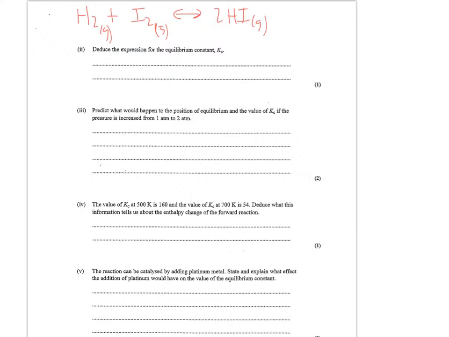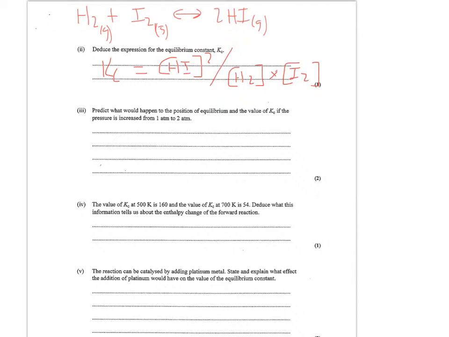I've rewritten the equation here that they gave you for the beginning of 11. And it says deduce this expression for the equilibrium constant Kc. So Kc for this equation would be equal to the concentration of HI squared divided by the product of the concentration of H2 times the concentration of I2. Pretty straightforward for 1 mark.